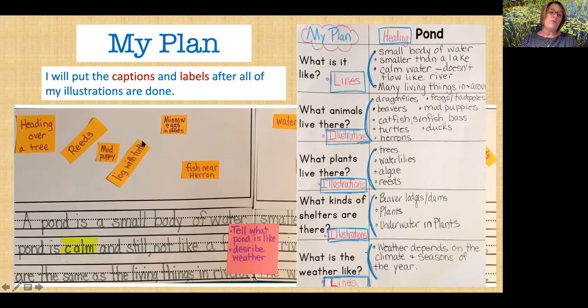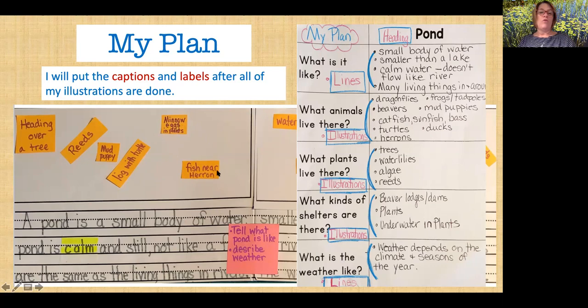I'm going to put a log that has fallen across the pond with a turtle on it, because I learned that the turtles live inside in the water sometimes, and then they also come out and sun themselves. I am going to draw some minnow eggs. Minnows are small fish, but I learned from my reading that minnows lay eggs in the plants that are in the water. So I'm going to draw that.